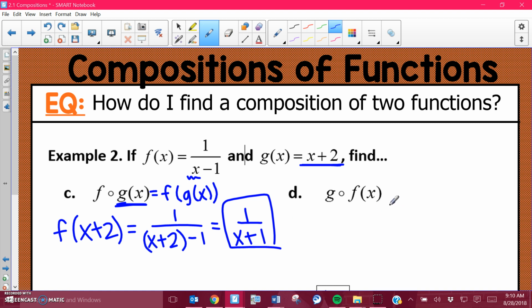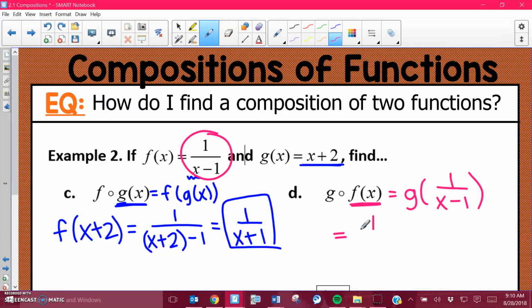Same deal if I do g of f of x. Again, whatever you're plugging in, it's going to end up being an expression. So I'm going to use this entire f of x function and plug it into the g function. Wherever there's an x in the g function, I'm going to plug in 1 over x minus 1. So this entire thing became that. I have 1 over x minus 1, plus 2. I could find a common denominator and add them together, but there's really no reason to.